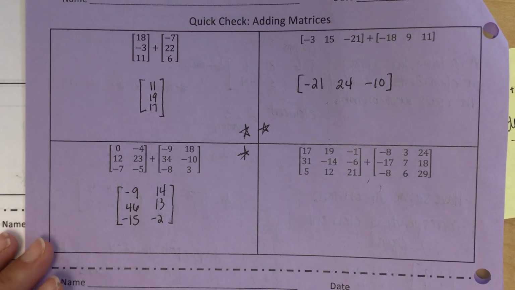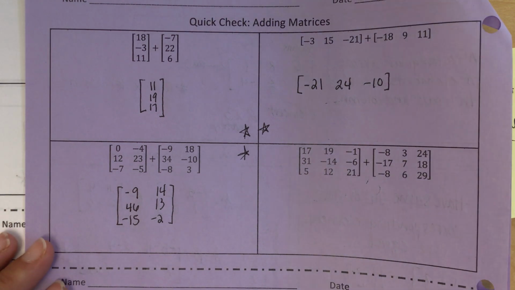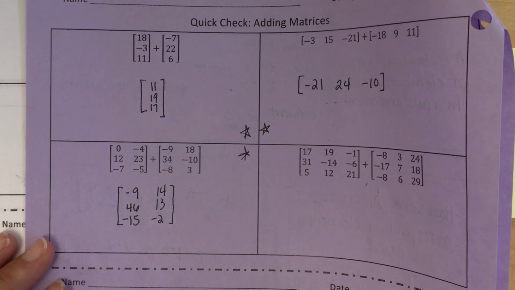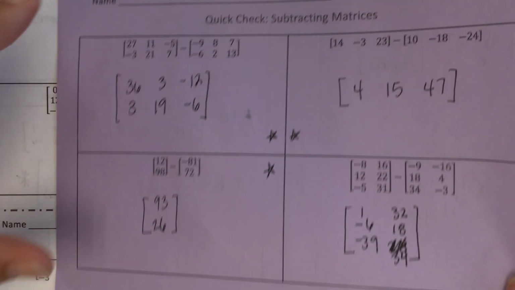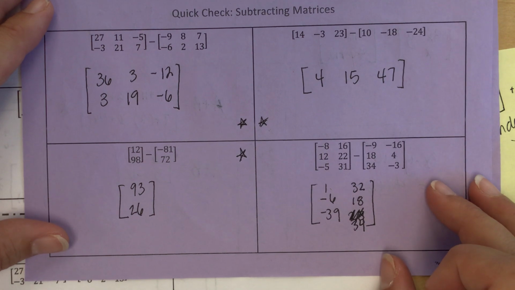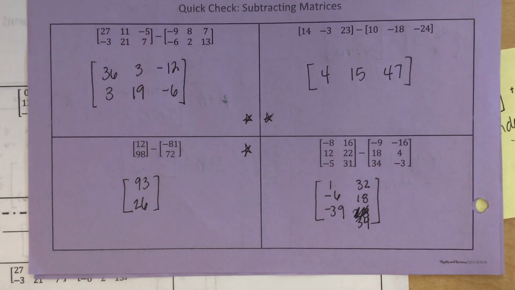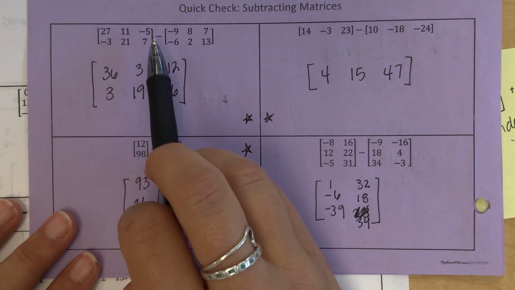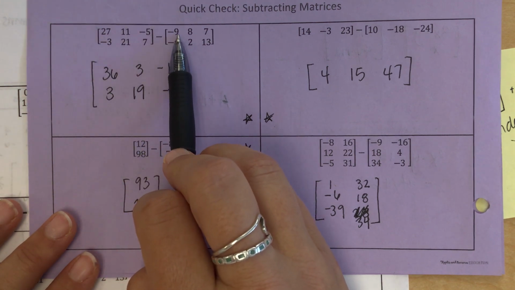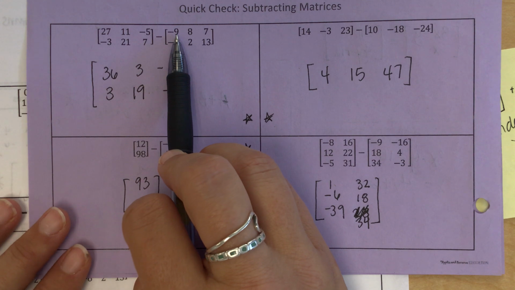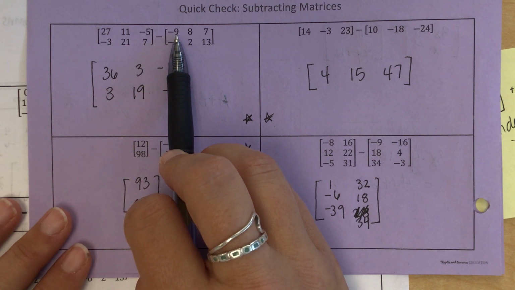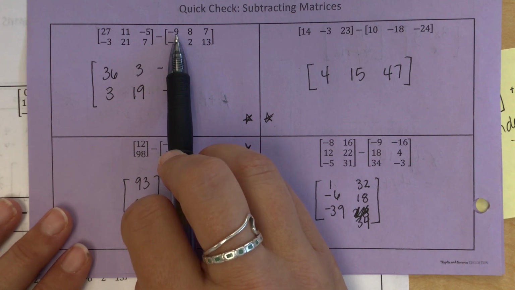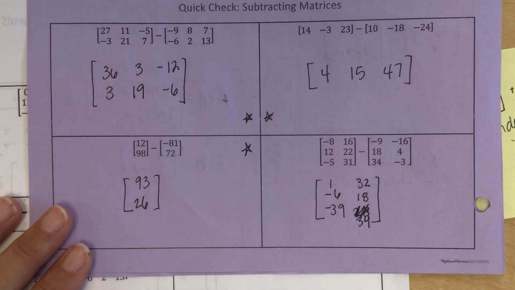Go ahead and pause and try subtracting, and then when you're done, unpause. All right, answers for the bottom look like this. So check with yours, make sure you're doing it correctly. Again, we're just doing like 27 minus -9. And if you're struggling with subtracting positive and negative numbers, it's okay. Use your calculator. You're perfectly fine. It's no big deal.